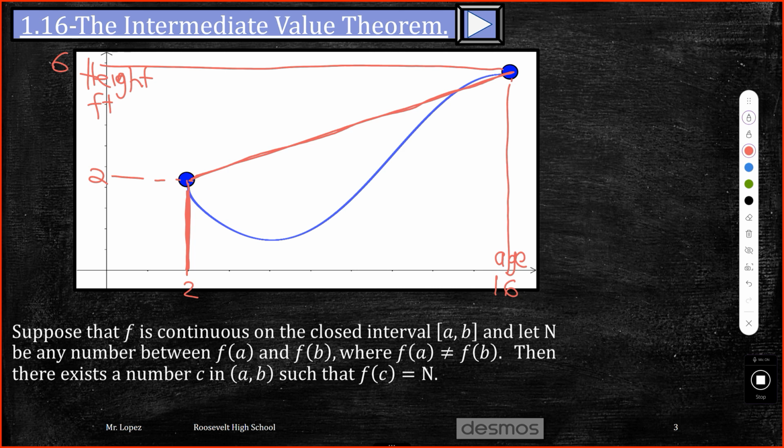All this is saying is that, suppose that f is continuous. f is this linear function on [a, b], and let n be any number between f(a) and f(b). So let's say this n is right here. This is n, and let n be a number between 6 and 2. So let's go with 3.5. All right, I mean, could have gone with 4 better. Let's go with 4 feet.